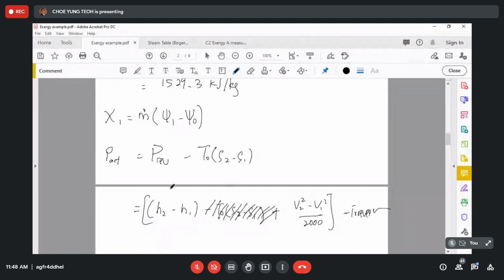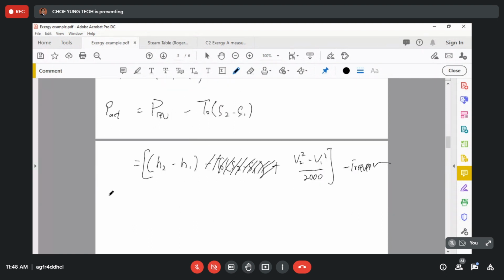This is the losses that I add back into the system to measure the potential of the energy. But now I don't want the potential energy, I just want the actual energy. So the P actual now will be equal to H2 minus H1 plus (V2 square minus V1 square) over 2000, and then multiply with the mass flow rate of the system. Okay, so from here, I know the actual power is 5 megawatt, so I put 5,000 kilowatt because everything is in kilo.